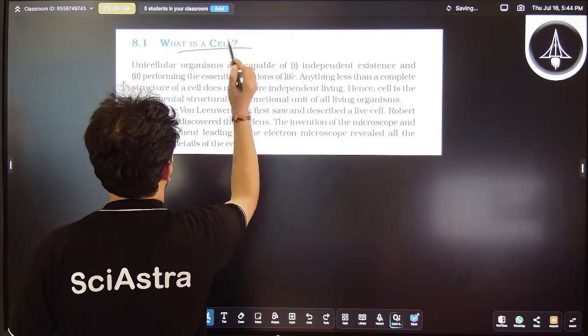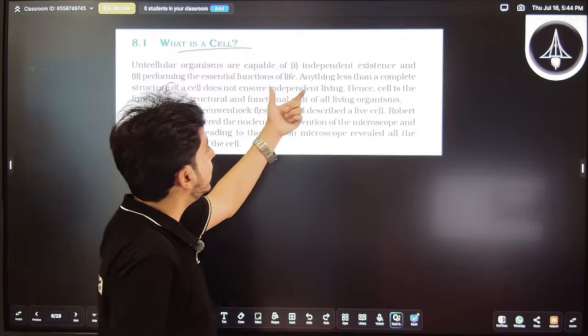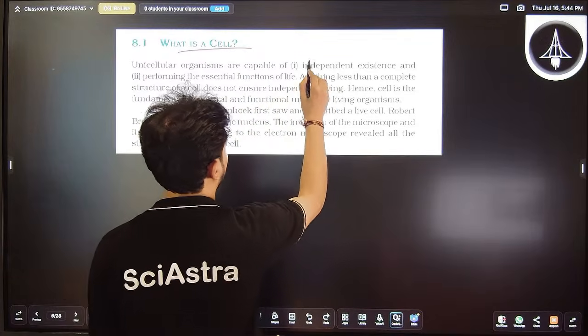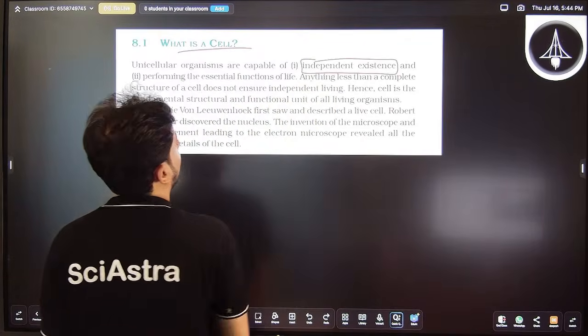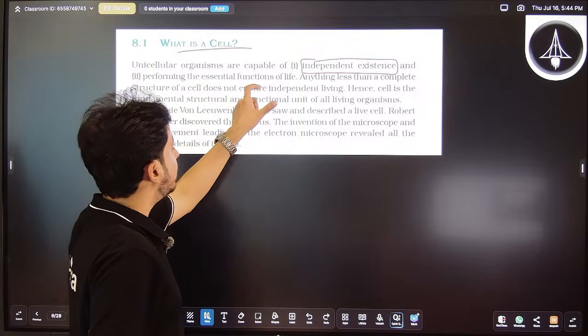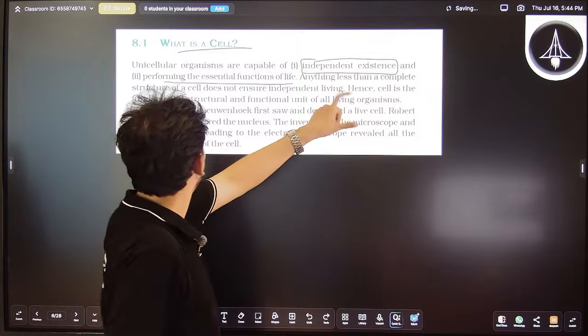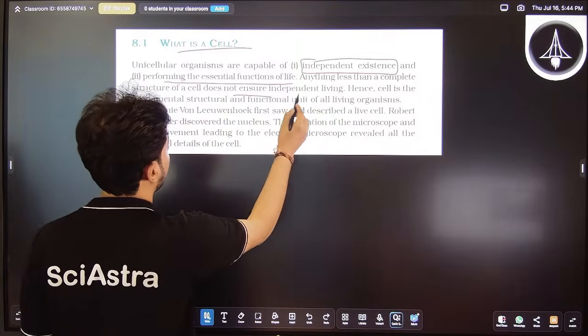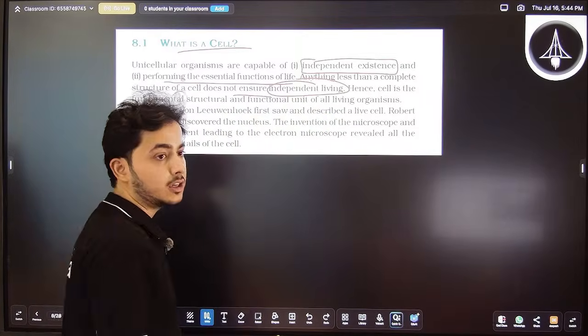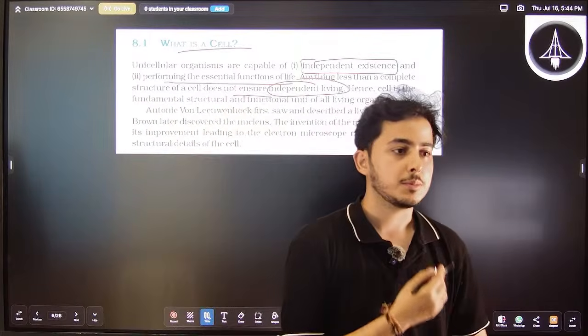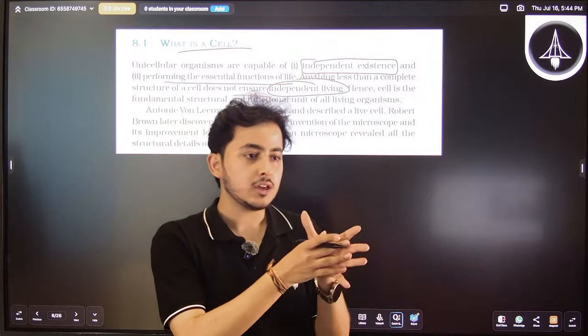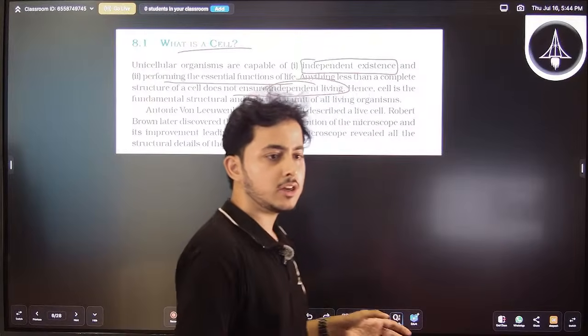So unicellular organisms are capable of independent existence, correct? And performing the essential functions of life, right? So anything less than a complete structure of a cell does not ensure independent living. That is something that is being referred to in the NCERT, that anything which is smaller, right?